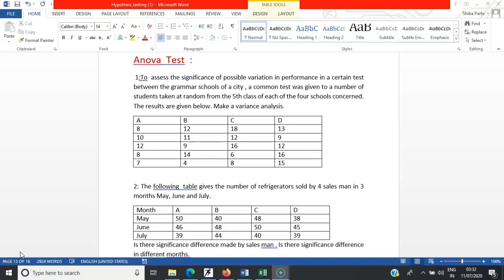On the farmland, a farmland is divided into four different quarters, and you are applying the fertilizers, and from time to time you want to study the productivity of the food grains out of those crops. If you feel that all these four fertilizers are of equal effectiveness, then there will not be a difference. So here the null hypothesis is that the productivity mu1 equals mu2 equals mu3 equals mu4.